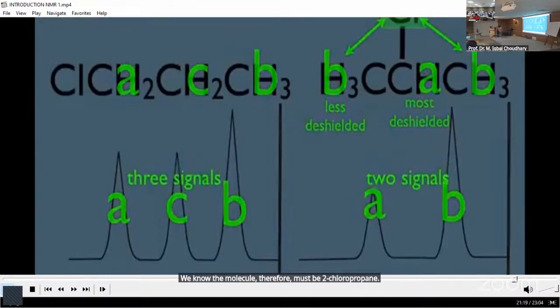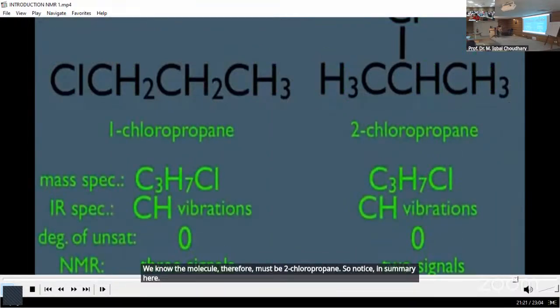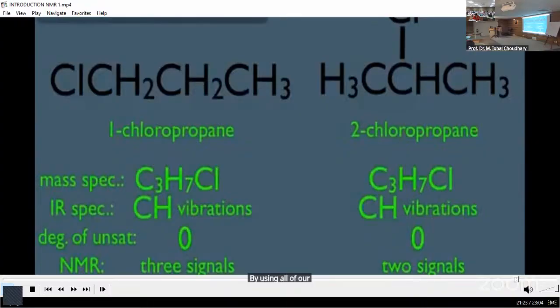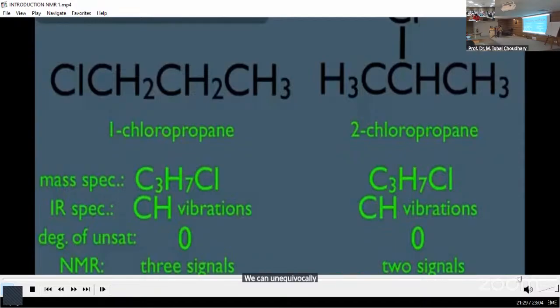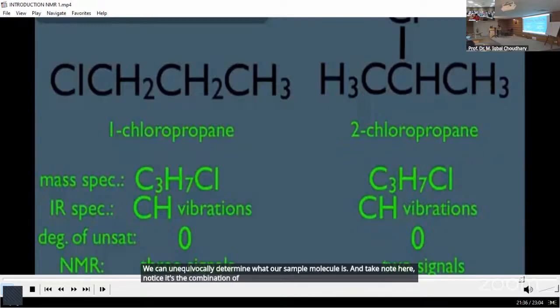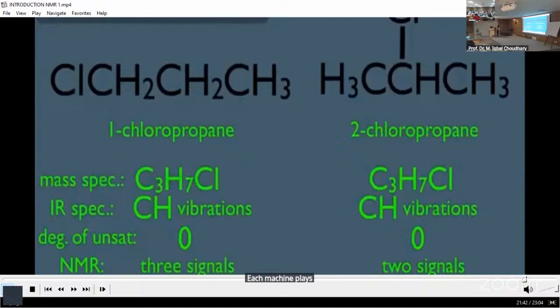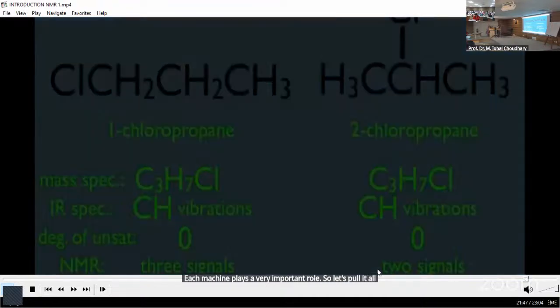So notice, in summary here, by using all of our available machines here, and that is the mass spec, the IR, and the NMR, we can unequivocally determine what our sample molecule is. And take note here, notice it's the combination of more than one machine that's helping us determine the identity of an unknown sample. Each machine plays a very important role. So let's pull it all together here. What have we learned? All right, here's our key points, right?